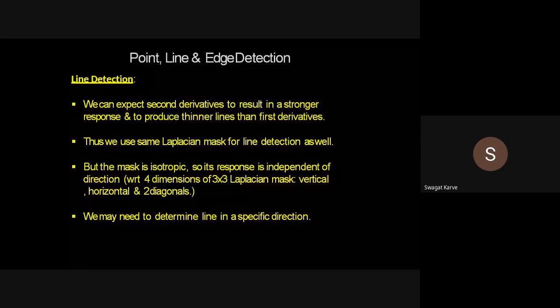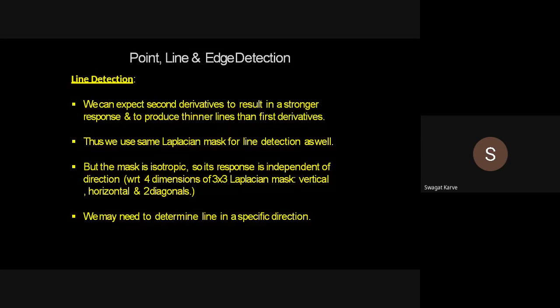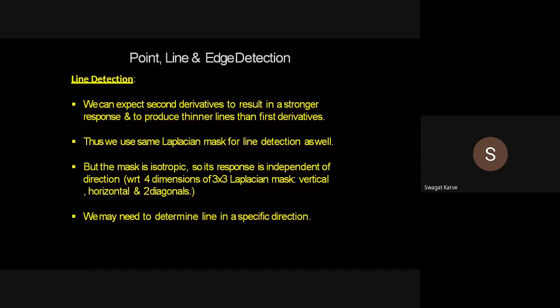So today we'll stop here. We will continue in the next lecture with line detection, that is the second type of detection. Okay, first, point detection we have covered. We will continue with the line detection part. Okay, we will stop here now.